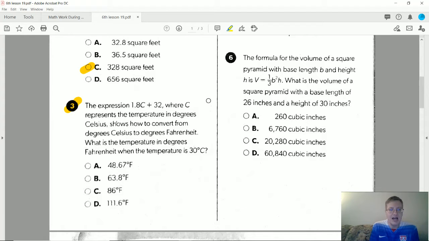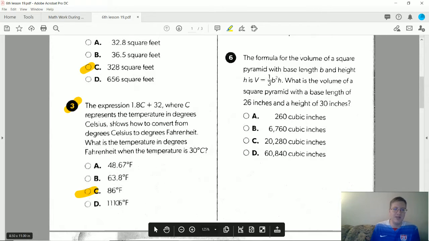So number 3, the expression 1.8c plus 32, if I go ahead and do 30 plus 32, that's going to give me 62 degrees, and then I'm going to be taking this 30 degrees times 1.8, so it's going to be almost 60 degrees. So if I do that, I'm actually going to get 86, but I could use kind of reason to help figure out that it's not going to be this, because this part's going to get us past here. It's going to pretty much get us past here once I start multiplying, and it's not going to be large enough to get to here.